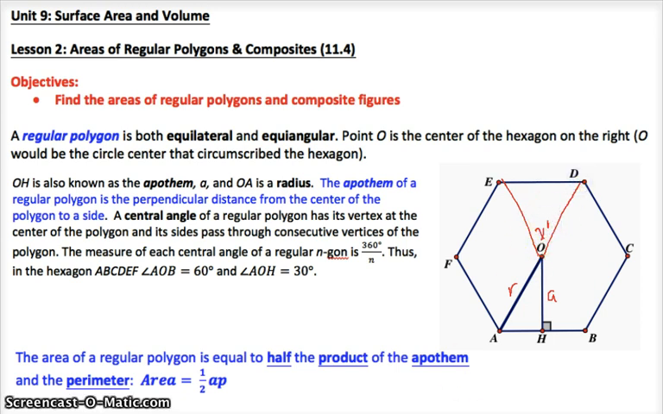Let me get rid of that now that you've seen it, because it's going to mess up the next part of the formula. So each one of those angles gets cut in half to form this angle up here. Like AOH, that has to be 30 in a hexagon. In a pentagon, that would be different. In an octagon, that would be different. But you can always find it by dividing the number of sides into 360 and then cut that in half for this one.